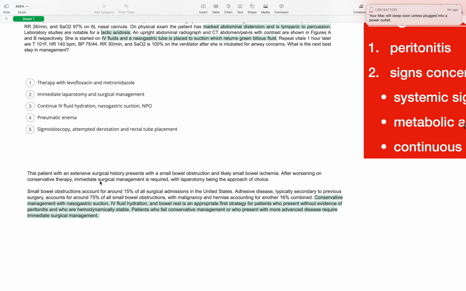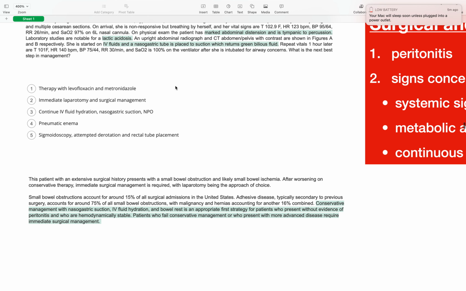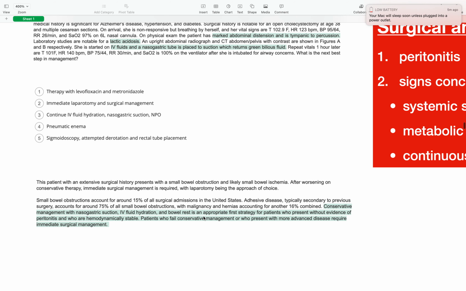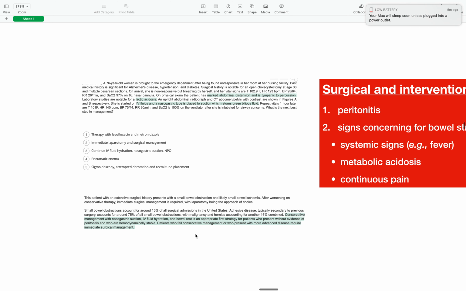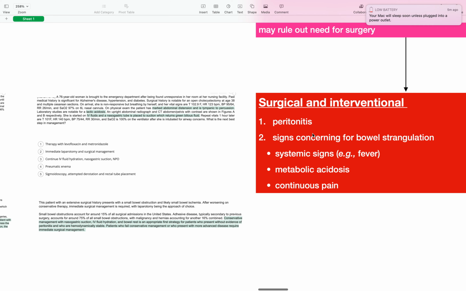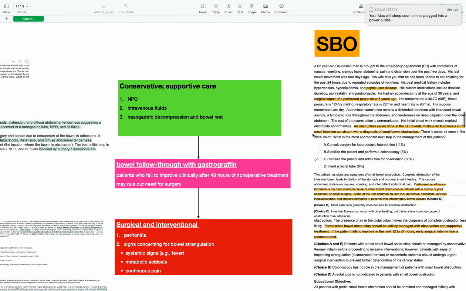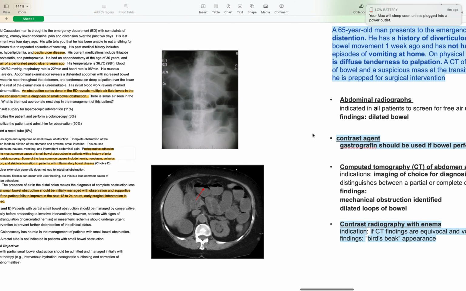So this patient with an extensive surgical history presents with small bowel obstruction and will need surgery because of lactic acidosis and metabolic instability. All right, so this is an example of patients who will go for surgery. Okay, so that was small bowel obstruction. Now, moving on to large bowel obstruction.